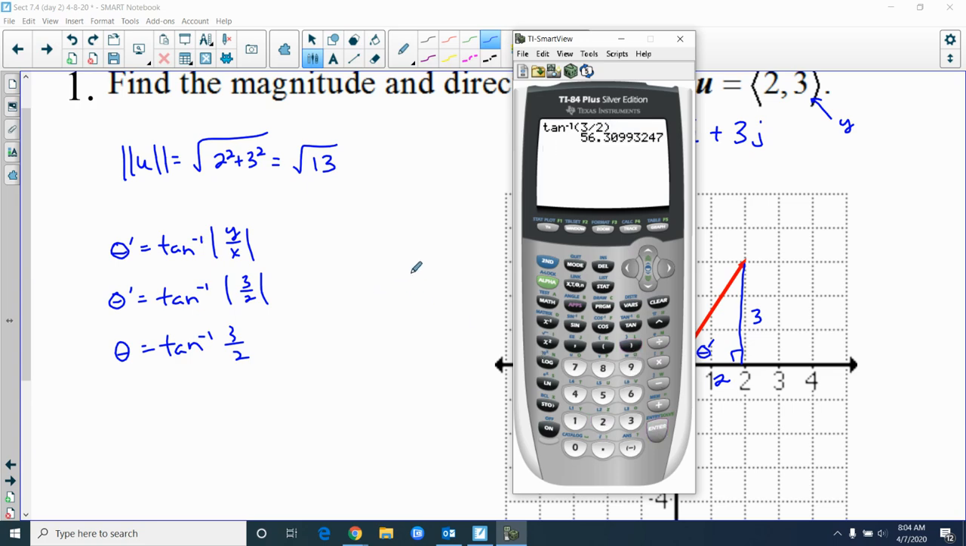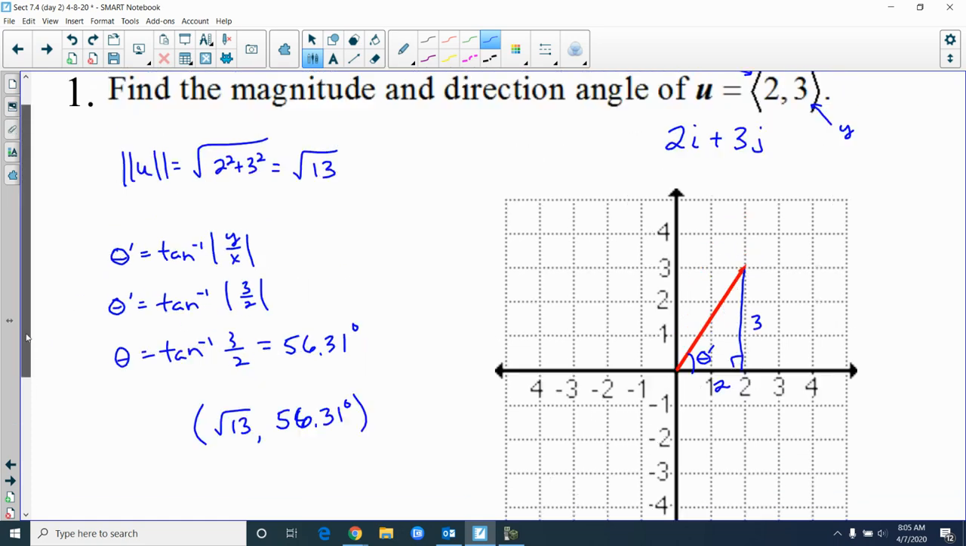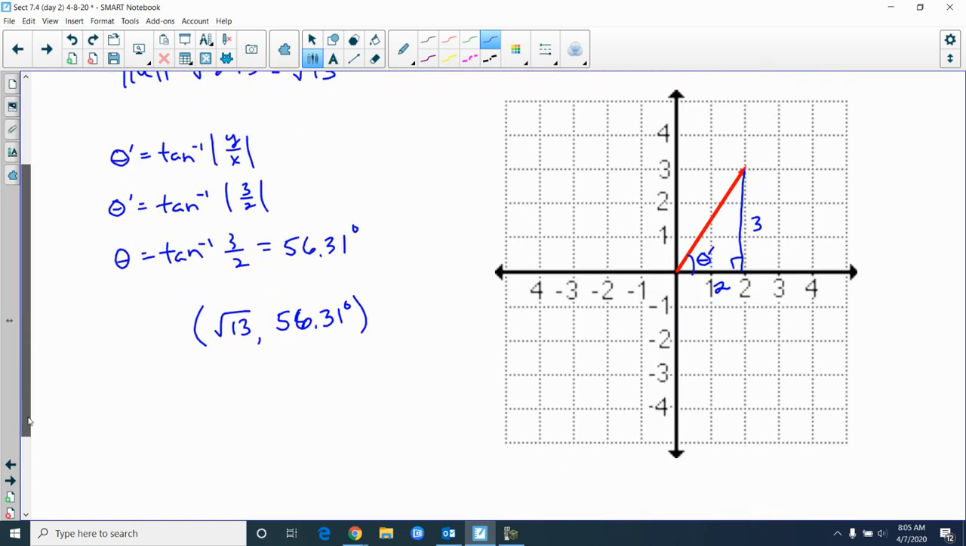And that's 56, and we're going to go to the nearest 100, 56.31 degrees. So magnitude is square root of 13. Direction, 56.31 degrees. A lot of times we see magnitude and direction. It's not an ordered pair. That's just how we represent it, magnitude and direction. Okay, hopefully that makes sense.